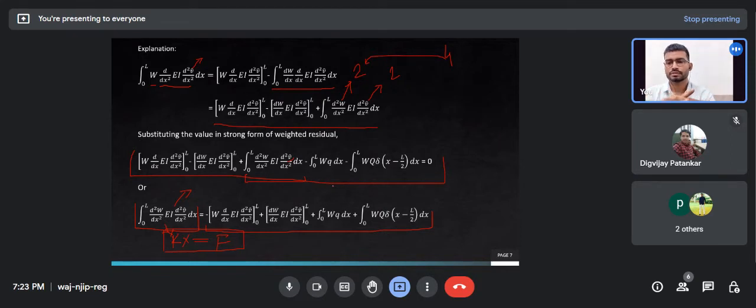If the governing differential equation is given to you, from that we can find out the weak formulations by using the weighted residual method, right? Once we write the strong form, from the strong form we do the integrations by part to reduce the order of the trial functions, right? And then we get the weak formulations. Any doubt in this part?